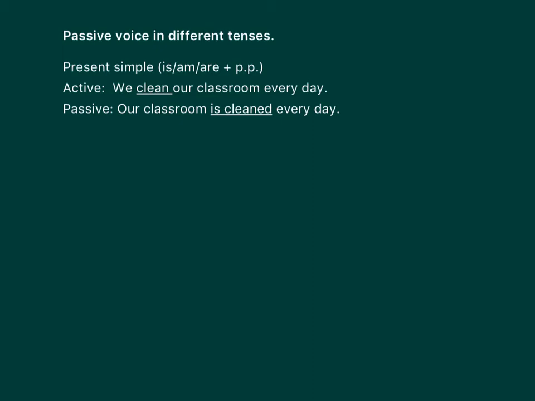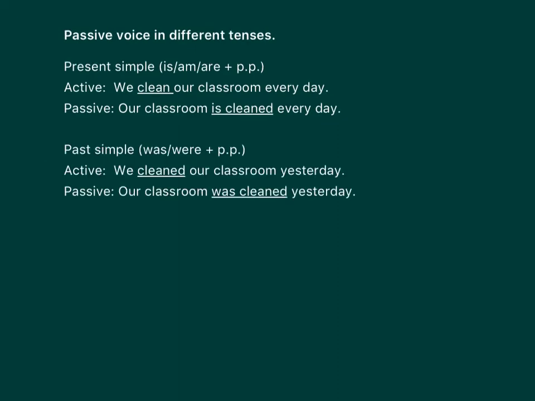Present simple tense. The passive voice is formed by the word is, am, or are, plus the past participle of the verb. For example, in active voice we have we clean our classroom every day. In passive voice we have our classroom is cleaned every day.